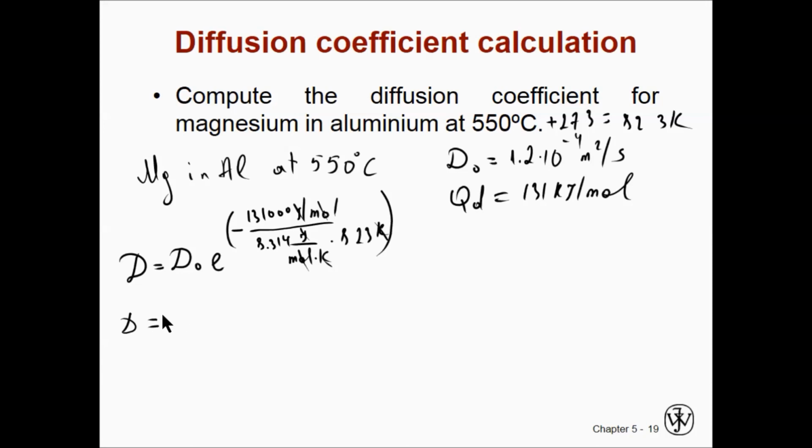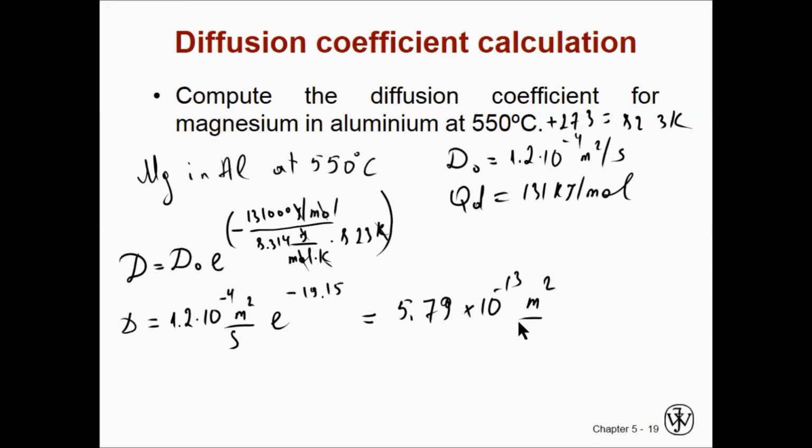For D0, I forgot to replace this value, 1.2, here. Then e to the power of negative, let's calculate this one. It will be negative 19.15, and the final value is 1.79 multiplied by this, in square meters per second. So that's the diffusion coefficient for magnesium in aluminum at 550 degrees Celsius.